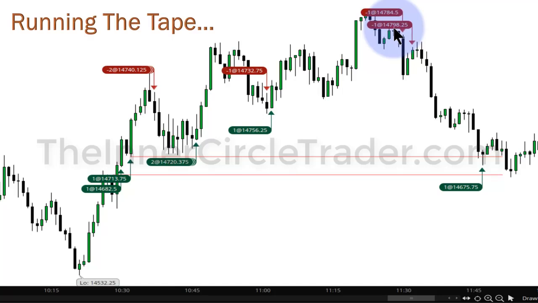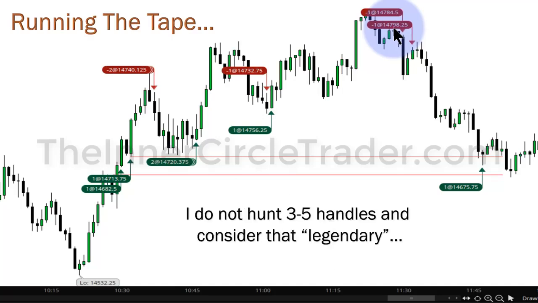But the main takeaway here is I want you to understand that I don't hunt for 3 to 5 handles and consider that legendary, okay? Now, can you be profitable if you take high frequency trades? Absolutely, that's what algos do. Algorithms do that. But I'm trying to show you, by contrast, that there is a way you can find setups that are outside that parameter of very small little handles and doing lots of contracts.